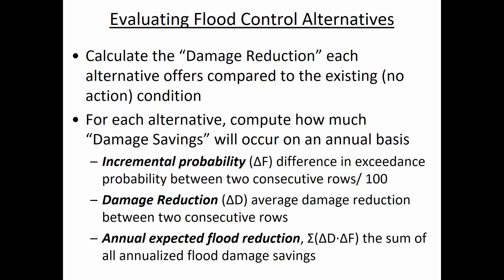And so one of the example questions we're going to look at today is how to know how big to build something. And to do that, you're going to look at the damage reduction that's saved when you go from preventing the 5-year storm and now preventing the 10-year storm, for example. So that's what the delta D is going to be. And then the annual expected flood reduction, what it does is it says there is a certain amount of damage that's avoided every year and a certain probability that that storm was going to happen. And so you combine it all together.